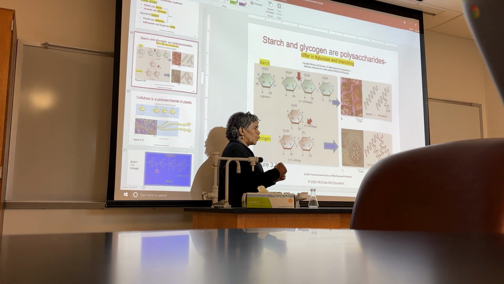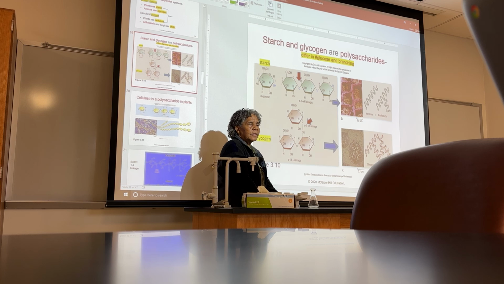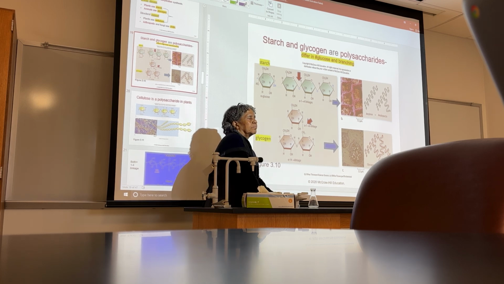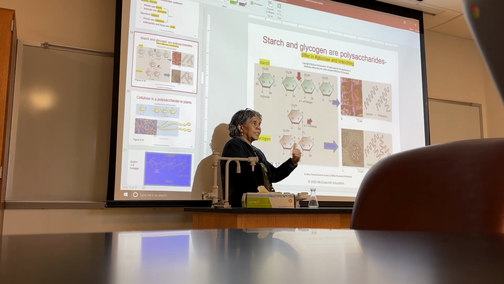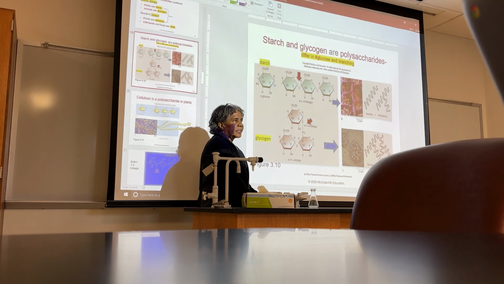So if I'm joining individual amino acids together, it's called a peptide linkage. P for protein, peptide. And for DNA, joining all my nucleotides together to make my DNA, it's called a phosphodiester linkage.